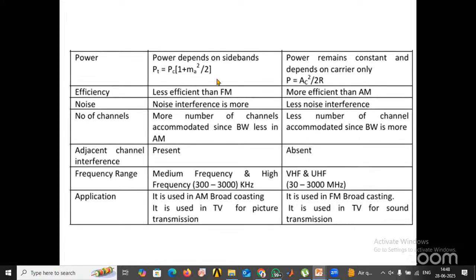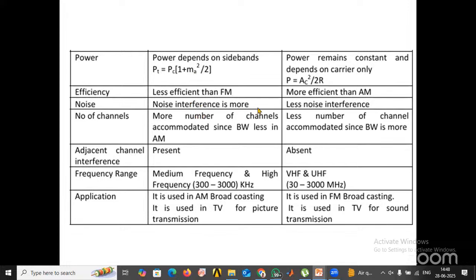The power in case of AM: the total power transmitted is PT equal to PC into (1 plus m square by 2), where carrier power is Ac square by 2R. In case of FM, the power is independent of the message signal. Carrier power in frequency modulation is independent of the message signal amplitude. In AM, the power depends on the modulation index, Am by Ac, so it is a function of the message signal.